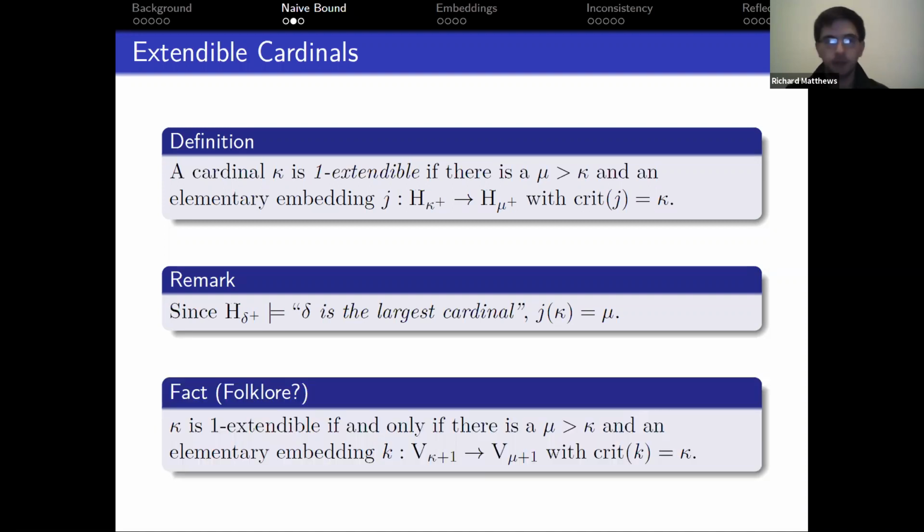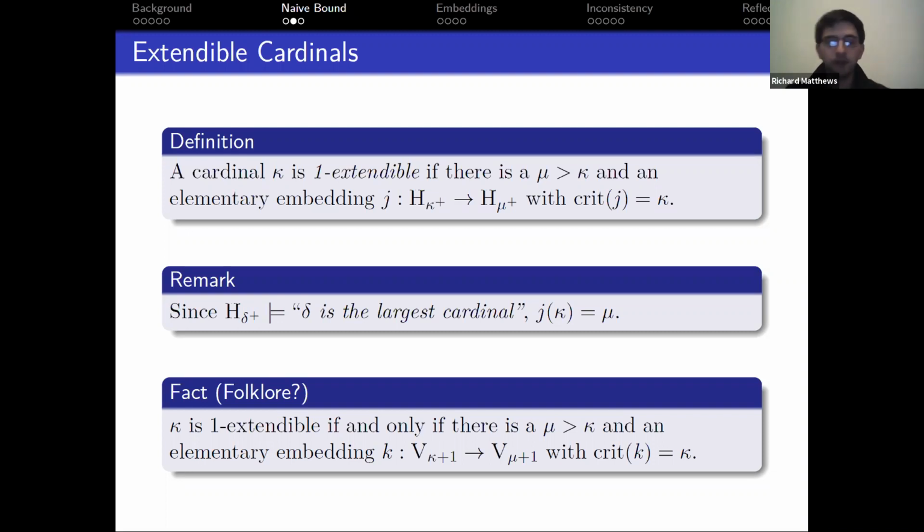It's a fact which I've been told is in unpublished notes of Jensen, and the only proof of which I know is in Andrew's thesis, that κ is one-extendable if and only if there is a μ greater than κ and an elementary embedding k from V_{κ+1} to V_{μ+1} whose critical point is κ. The point here is that we can code elements of H_{μ+} or H_{κ+} by elements of V_{κ+1}, which is how we're going to build this correspondence.